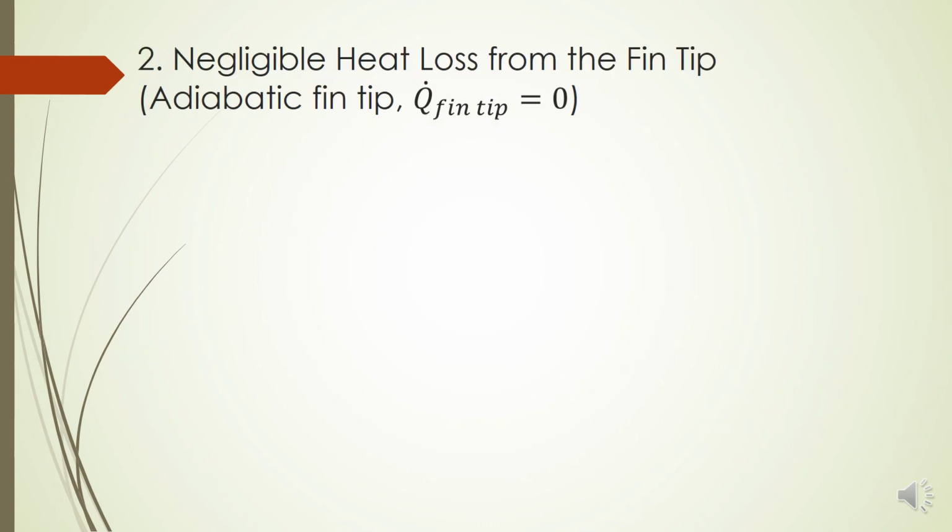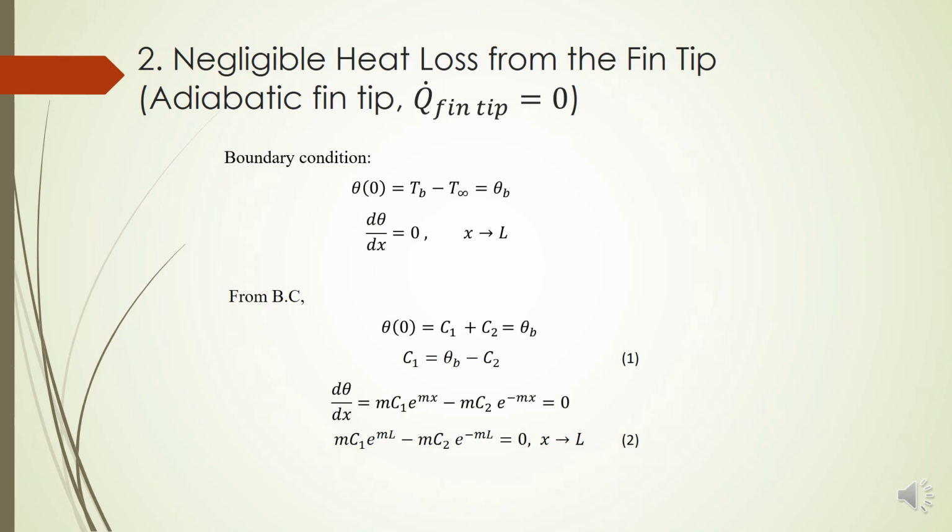The second derivation is about the negligible heat loss from the fin tip. First, look at the boundary conditions, same as just now. Theta 0 equal to Tb minus T infinity, let it be theta B. And the second boundary condition is d theta over ds equal to 0 when s tends to L. From the first boundary condition, we will get C1 equal to theta B minus C2, and from the second boundary condition, we will get equation 2.